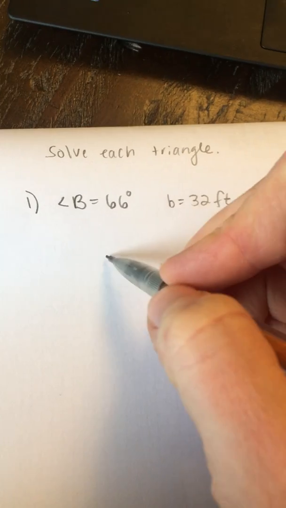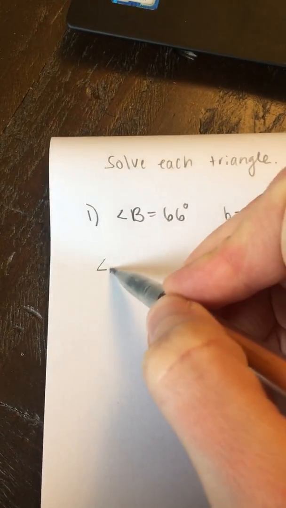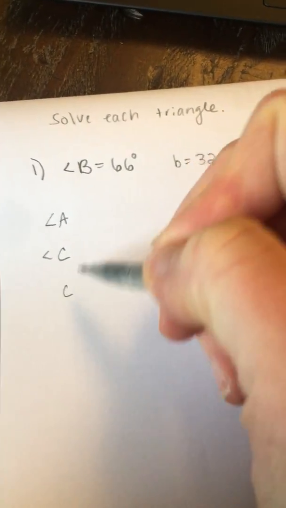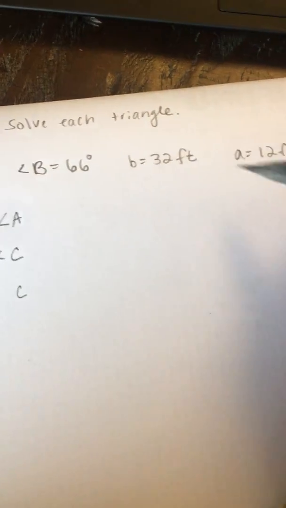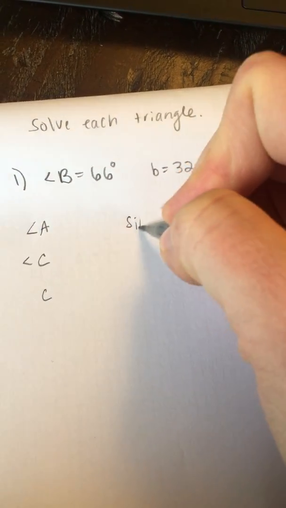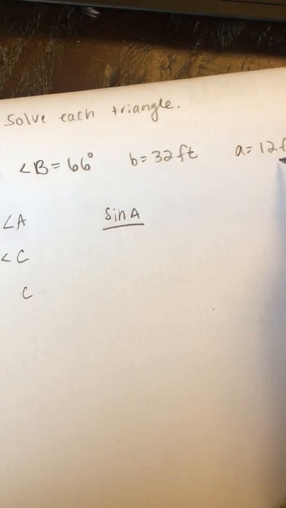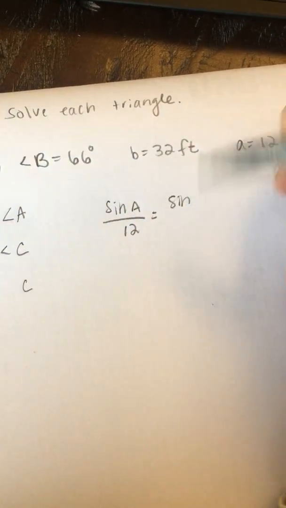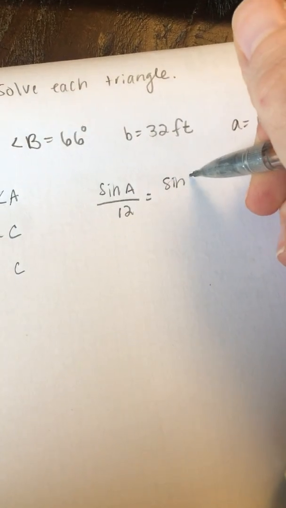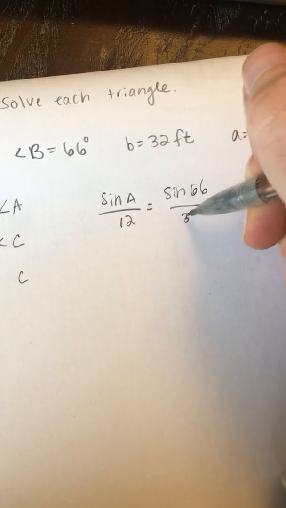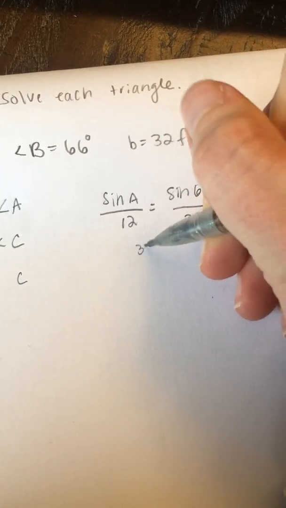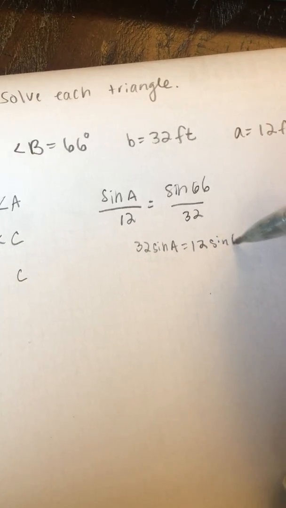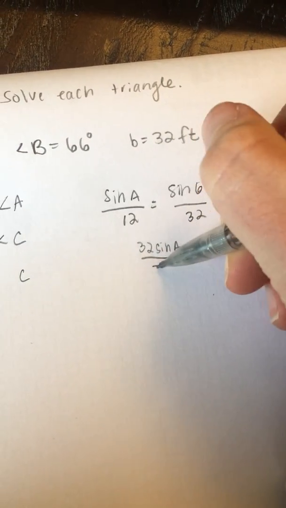So I know what I need to find. Maybe I should write that over here. Angle A, angle C, and side C. These are our unknowns. We said we're going to find angle A first. So I'm going to set it up: sine of angle A over 12 feet equals sine of 66, which is angle B, over side B, which is 32. Then I'll cross multiply. 32 sine A equals 12 sine 66. Divide by the 32.